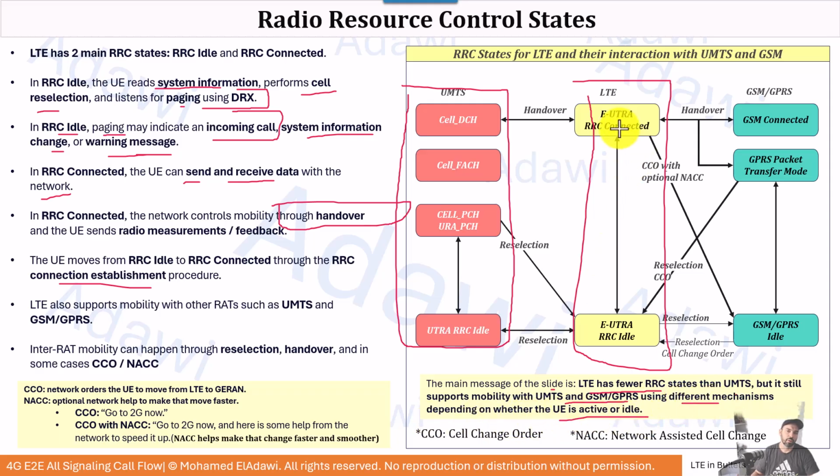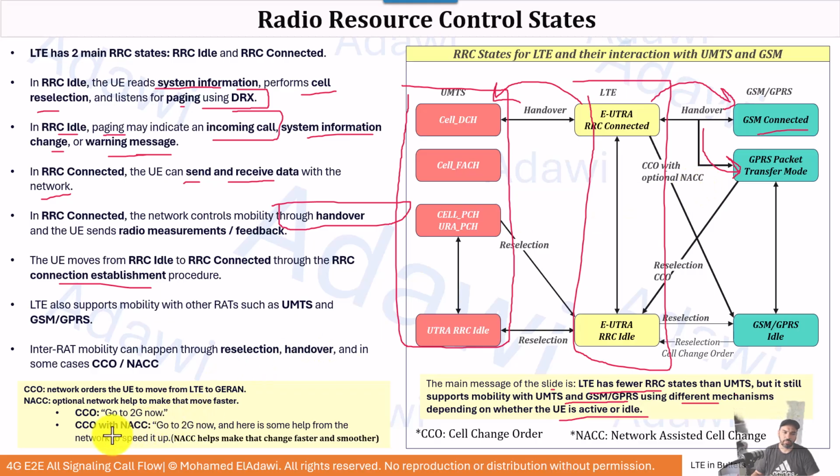So for example, if the user is in connected mode, he will do a handover, but he will move from the RRC connected in 4G to cell DCH in UMTS. And while he's moving to GSM, he will move to GSM connected or to the GPRS packet transfer mode. This is during the connected mode, while when moving in idle state, for example, he will be using something called CCO with optional NACC.